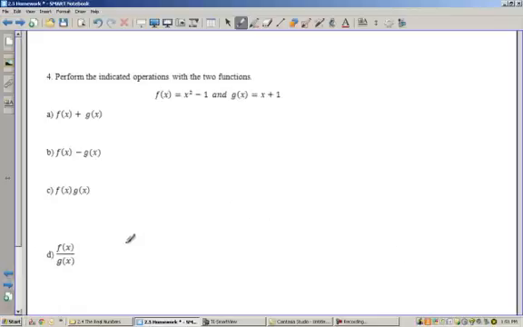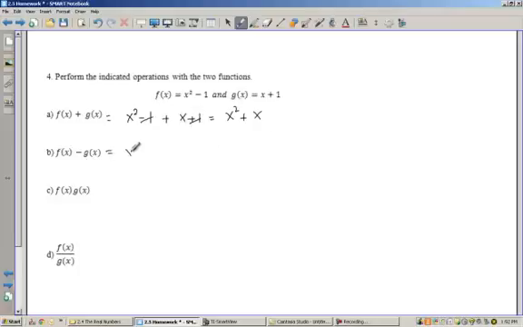All right, the last thing we want to talk about is working with functions. So you can add functions, subtract, multiply, and divide. It's relatively simple. So f of x plus g of x, you just copy down the function f of x. So you have x squared minus 1 plus x plus 1. And so x squared plus x, you just get x squared plus x. But what happens with the ones? You have minus 1 and plus 1, so these are going to cancel. So I just get x squared plus x.